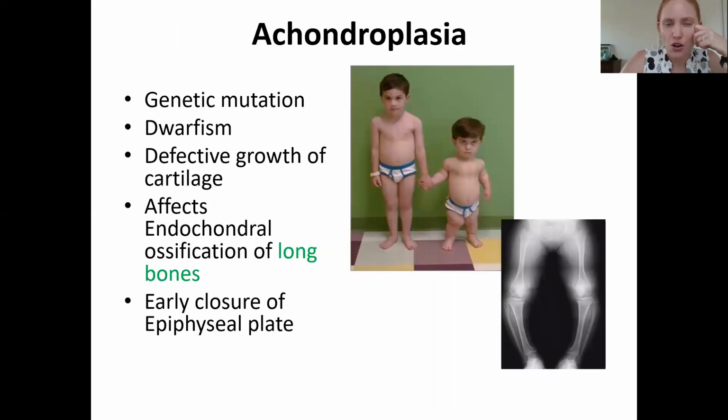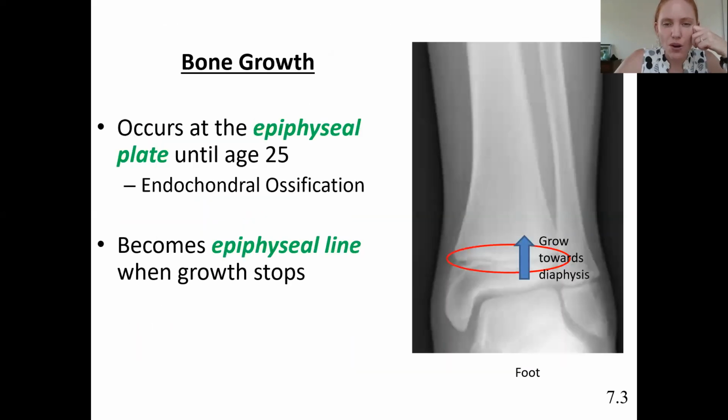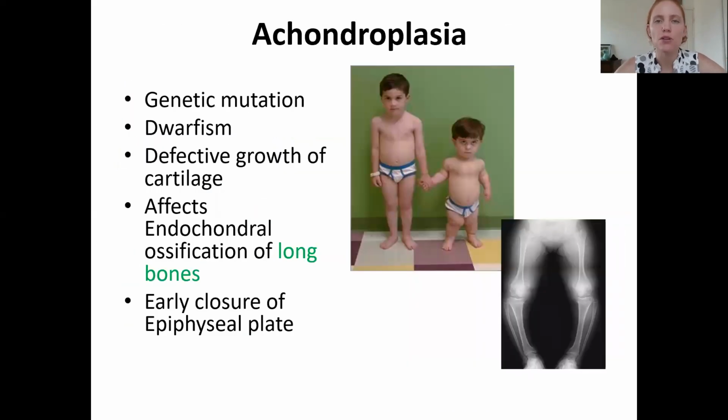Okay, so once they are fully grown, this epiphyseal plate will now become closed. What we mean by that is we're not making any more cartilage. It is now closed. We've got all the bone that we're going to have. No more growing happens there. Once that happens, it's then called an epiphyseal line instead of a plate, and that means that it's fully grown there. And that brings us to a little bit of pathology, achondroplasia.